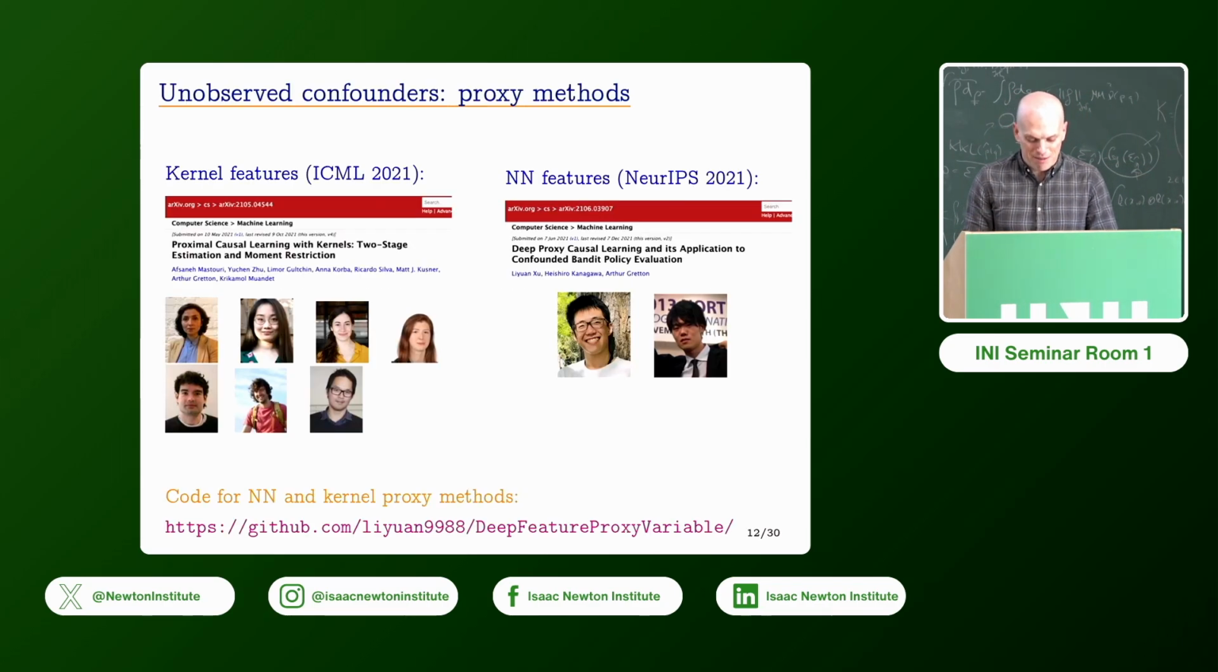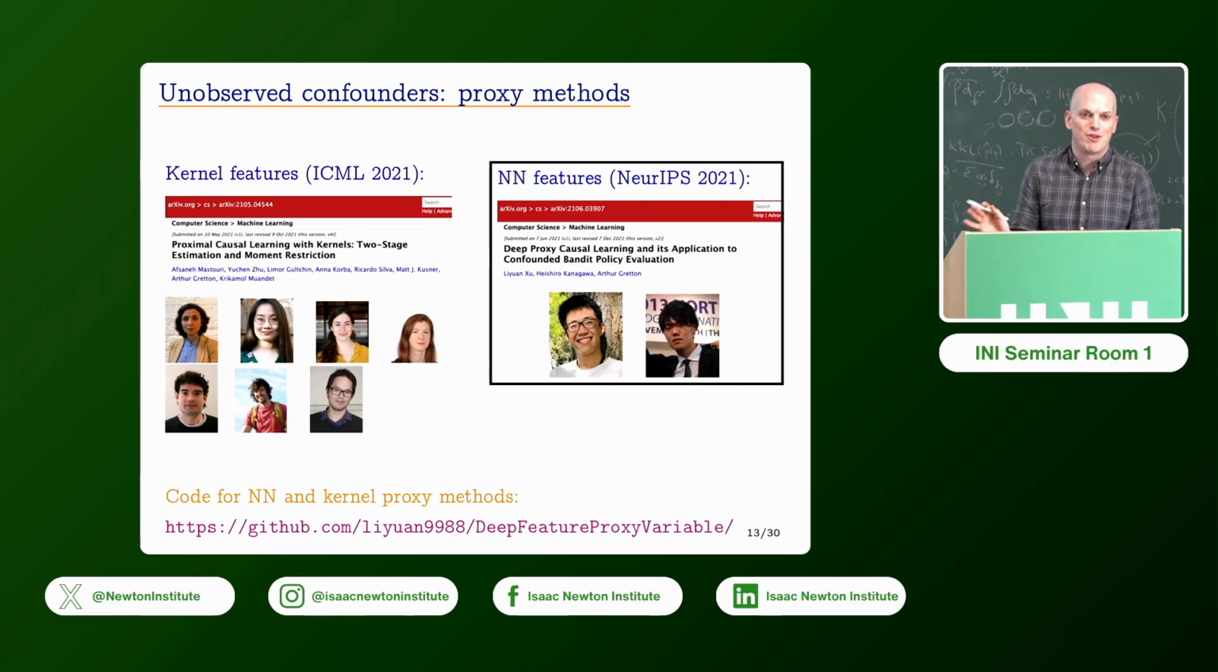This was work by these very talented authors here. We did it with kernel features. That's Afsaneh, Yu Chen, Anna, who was here just a little while ago, Limor, Matt Kusner, Ricardo Silva, and Krikamol. So we did a kernel paper. Then shortly afterwards, we did it with adaptive neural net features with Liyuan and Heishiro. I'm going to focus in this talk on the adaptive neural net case, because it has some additional interesting properties which are going to be topics for discussion and add a bit of complexity in interesting ways.